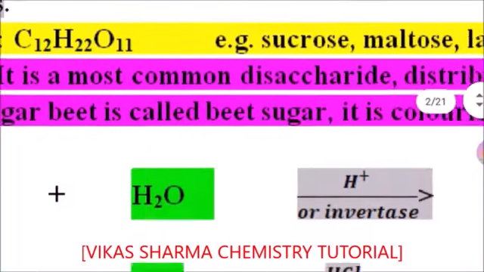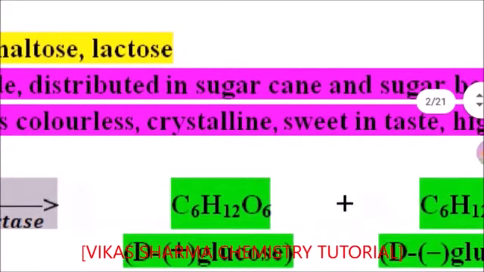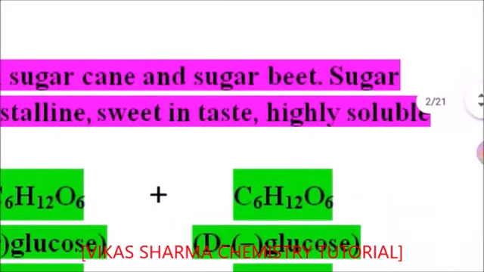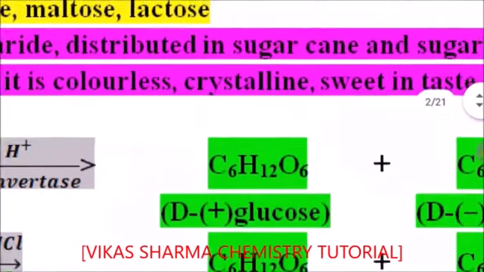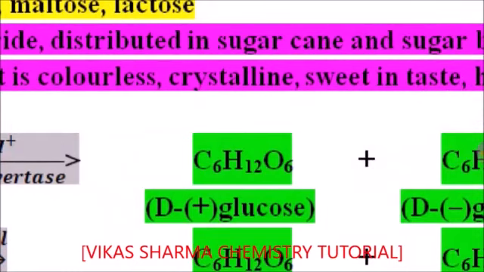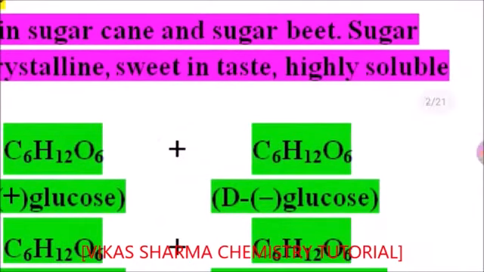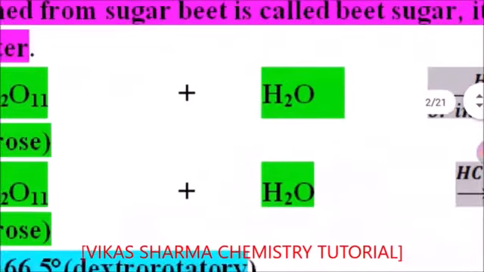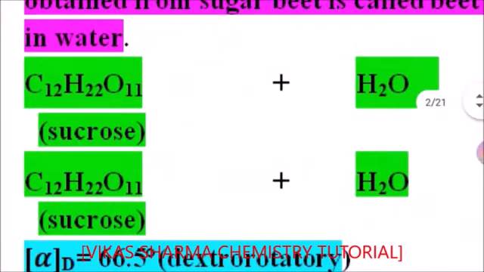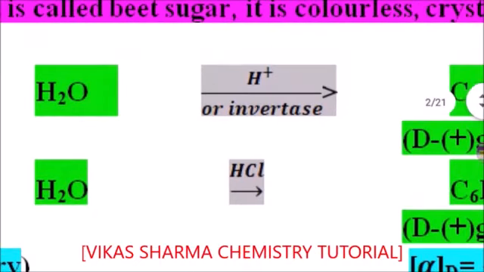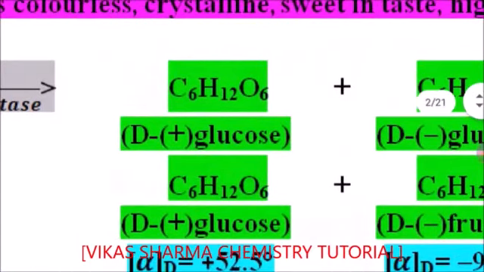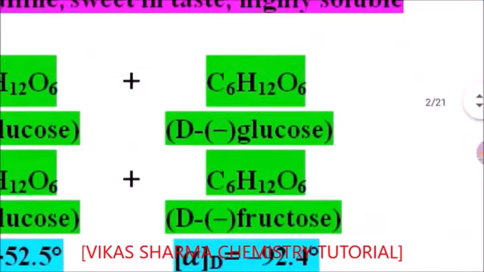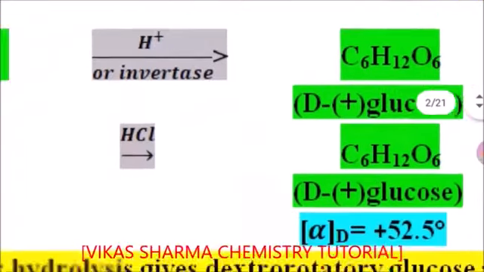It is the most common disaccharide, distributed in sugarcane and sugar beet. Sugar beet is called beet sugar. It is colorless, crystalline in nature, sweet in taste, and highly soluble in water. If we hydrolyze sucrose in the presence of the invertase enzyme, it gives two units. The first one is D positive glucose and the second one is D negative fructose.